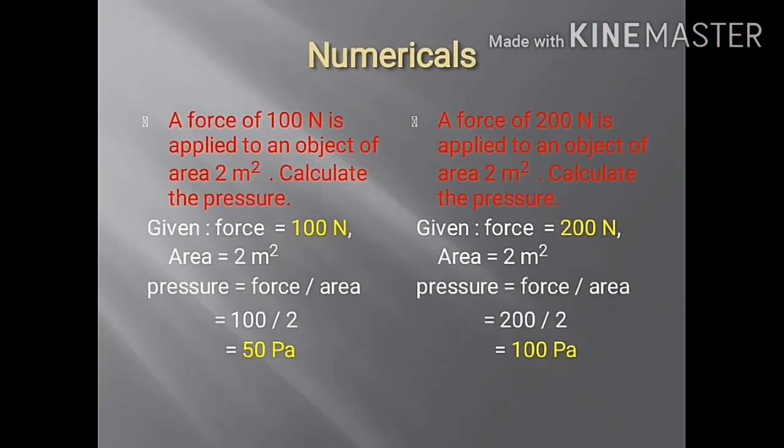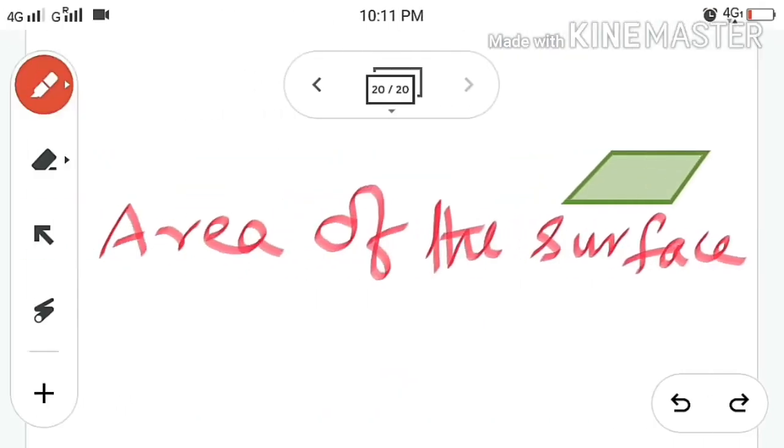Now children, let us solve some numericals. Now you can have a pen and notebook and solve along with me. The question is, a force of 100 Newton is applied to an object of area 2 meters square. Calculate the pressure. Now let us solve this sum. Let us consider a surface whose area value is 2 meters square. Let us imagine a force acts at every point on this surface.